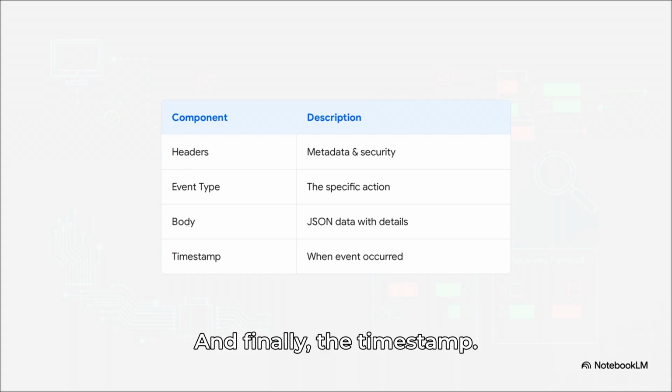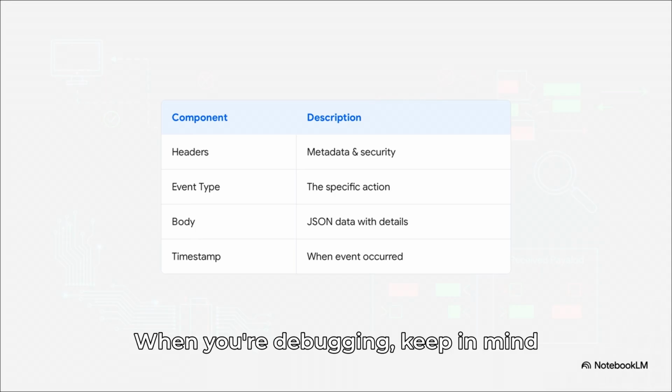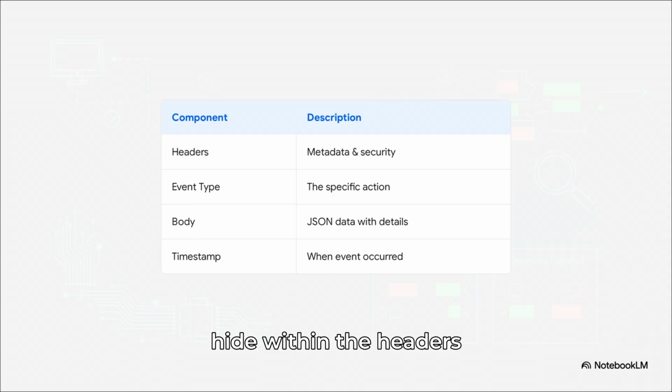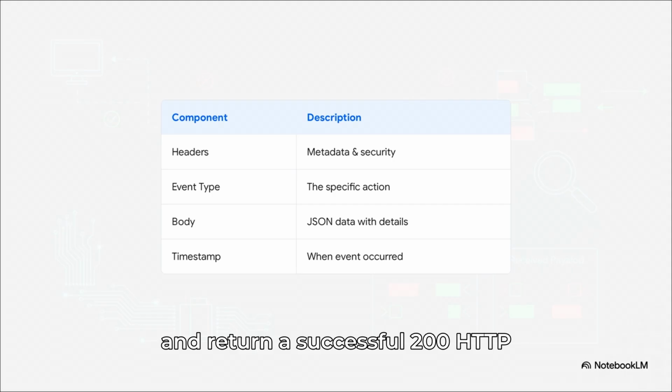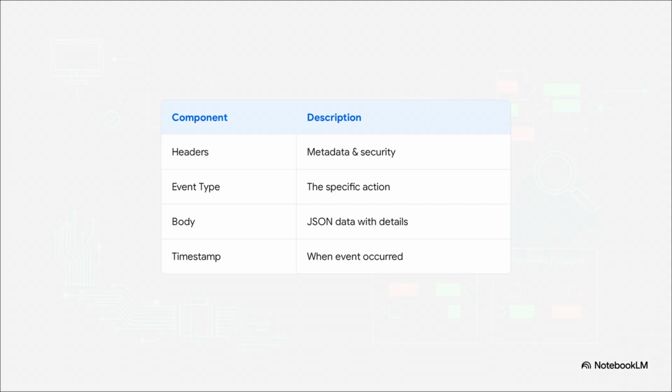And finally, the timestamp. When you're debugging, keep in mind that bugs almost always hide within the headers or a mismatch in the expected JSON body structure. And here's the kicker. Your receiver must process this data and return a successful 200 HTTP status code incredibly fast, often within 3 to 10 seconds. Otherwise, the provider just assumes it failed and triggers a massive retry storm.